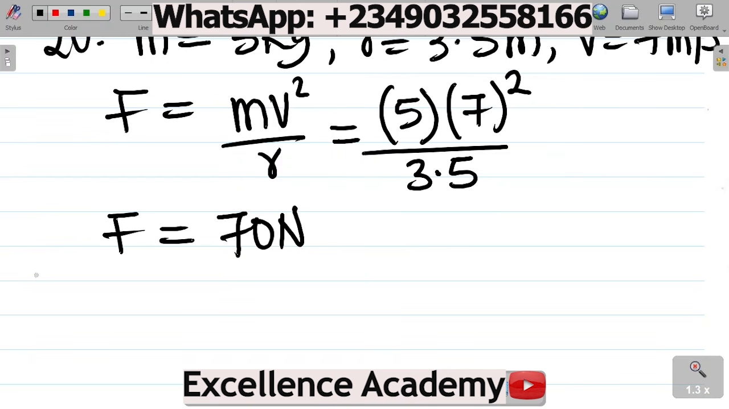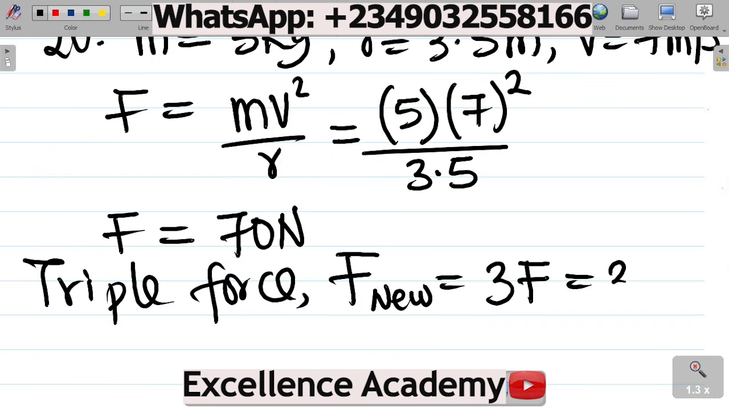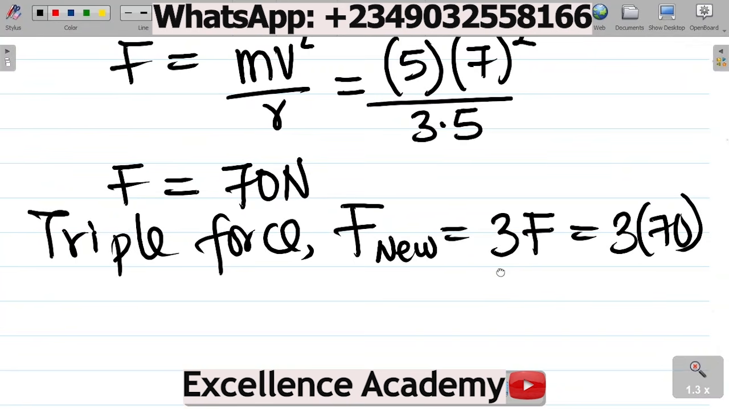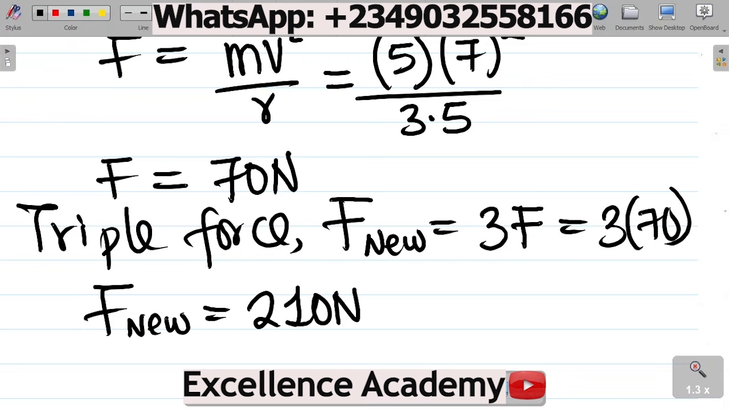Now, when they say the force is tripled, we'll have a new force. Let's call this F new. The new force will be equal to 3 times the old force F. That's equal to 3 times 70, which gives you 210. So the new force F new is equal to 210 Newton. The tripled force is now 210 Newton.